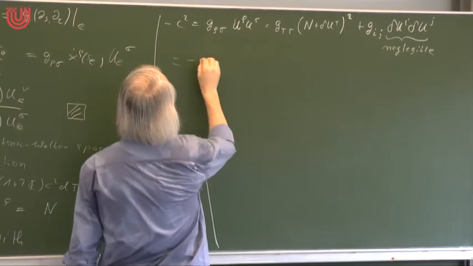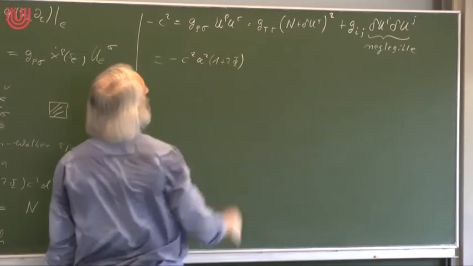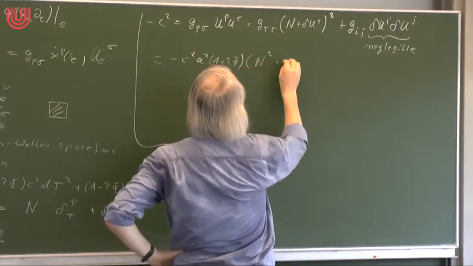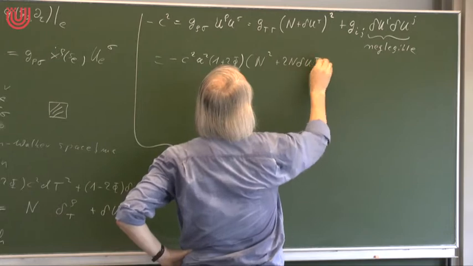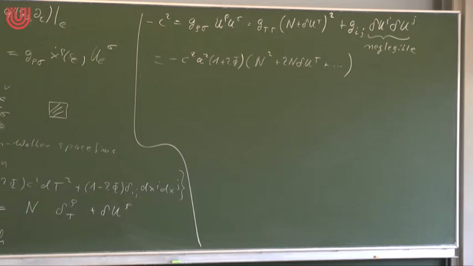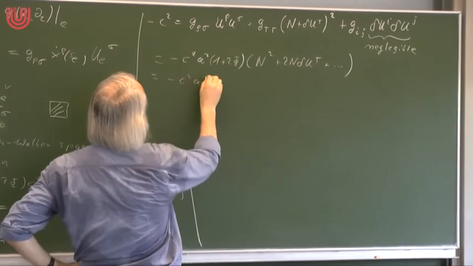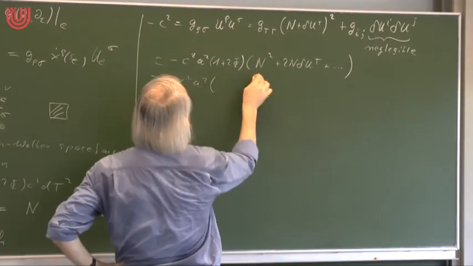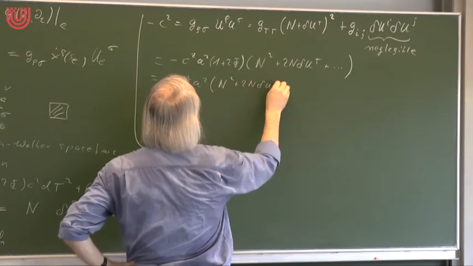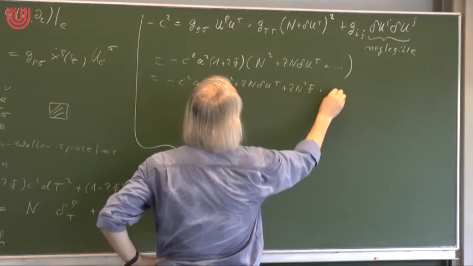So what is g_tt? g_tt is minus c squared a squared (1 plus 2 phi). And then I multiply this out. I get n squared plus 2n delta u^t plus something which is quadratic or higher order. So this is minus c squared a squared times, if I multiply this out, n squared plus 2n delta u^t plus 2 phi n squared, plus the higher order terms.